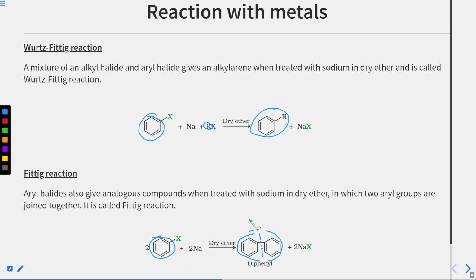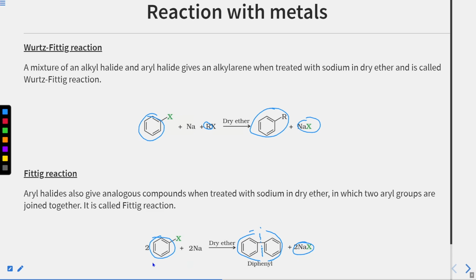Is this clear? And remember the side product also, it is NaX and it is 2NaX. No problem, it has just been multiplied by 2 because we are using the same moles of 2. Here we cannot do the same. Okay, this is clear? So this one was the reaction with metals. This is just a revision.